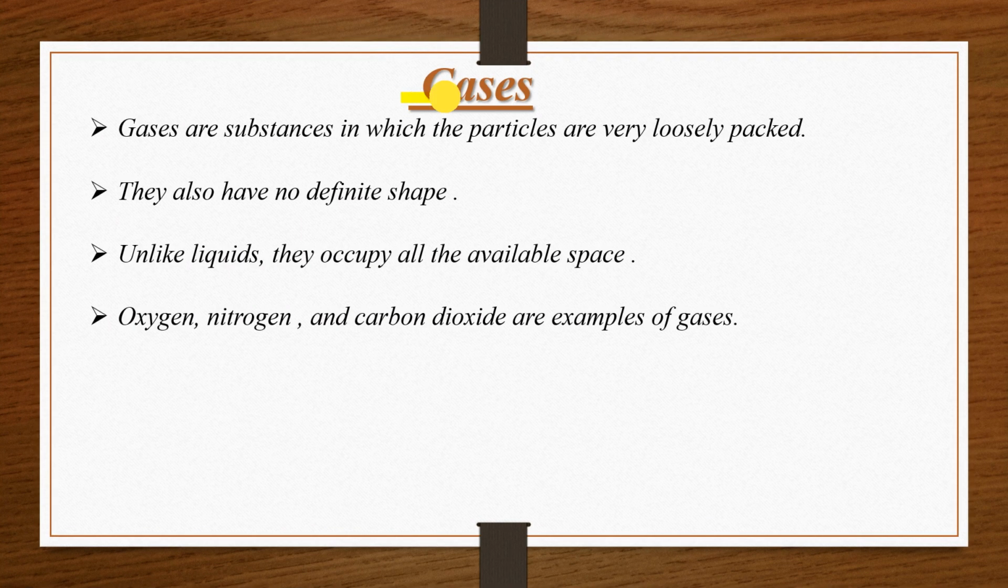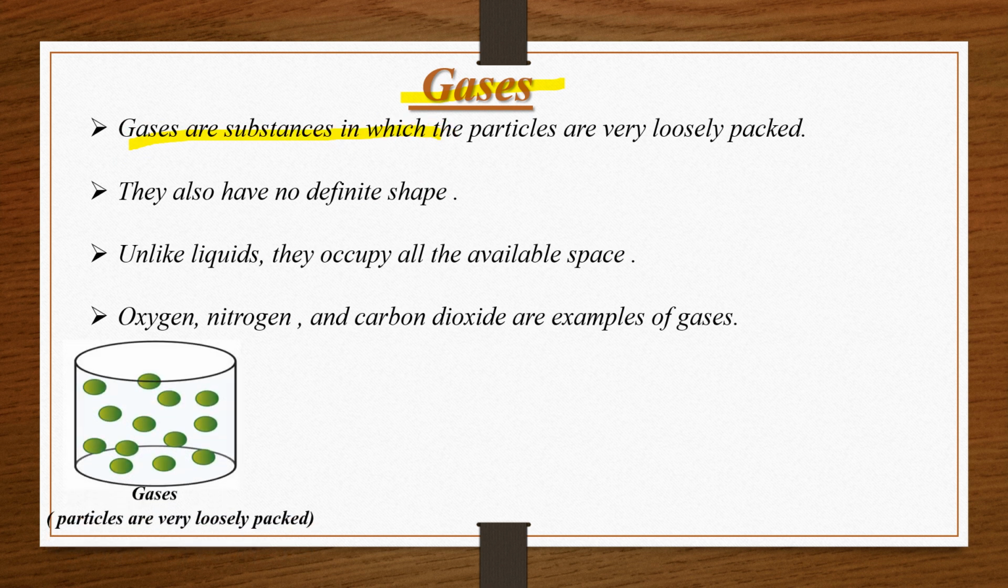Let's move on to gases. Gases are the substances in which the particles are very loosely packed. Look at this figure. Gas particles are very loosely packed. They have enough space between each particle. They also have no definite shape. Unlike liquid, they occupy all the available space. Oxygen, nitrogen, and carbon dioxide are examples of gases.